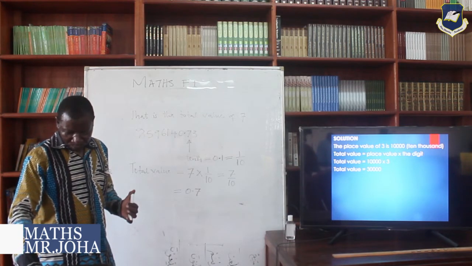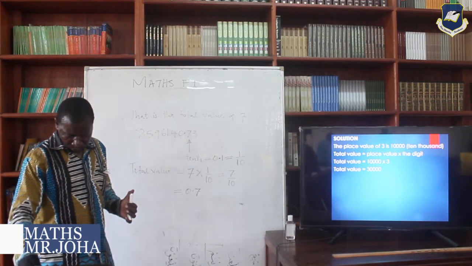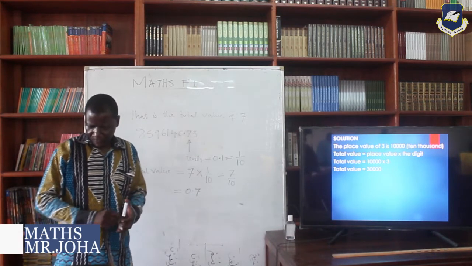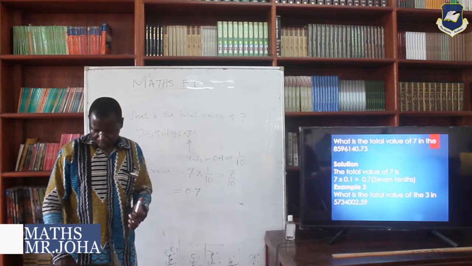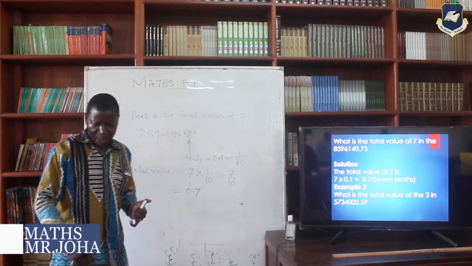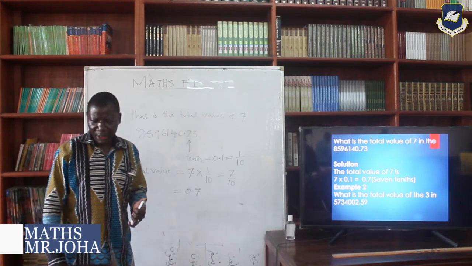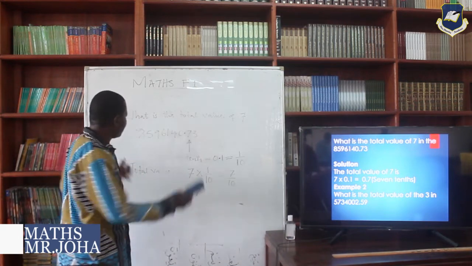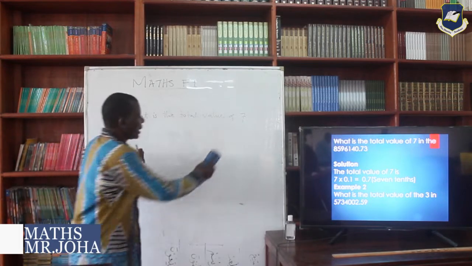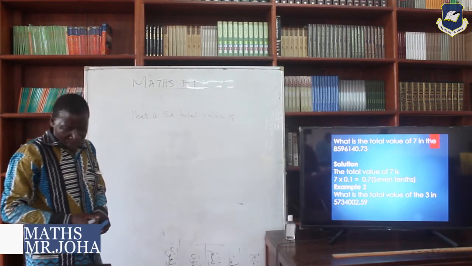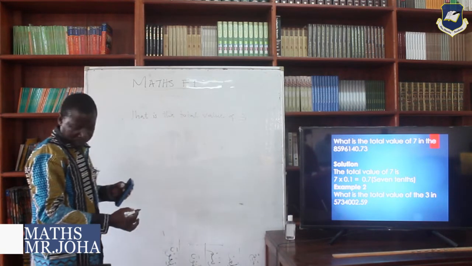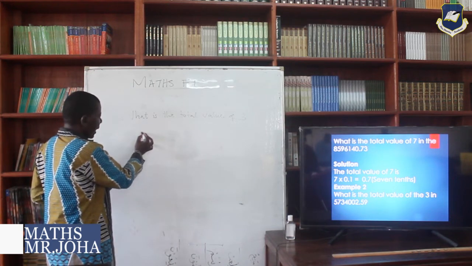Now, I want us to look at example 2 appearing down there. What is the total value of 3? And I want you learners to give me the answer for that. What is the total value of 3 in this number?